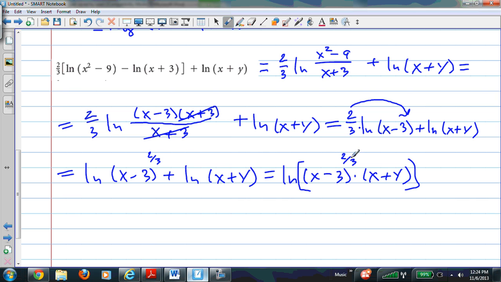We can even take this further. The power 2/3, that's a cube root squared. So that actually can be written as a cube root of x minus 3 squared. The denominator is the root, the numerator is the exponent, so it's a cube root of (x minus 3) squared times x plus y. Okay?